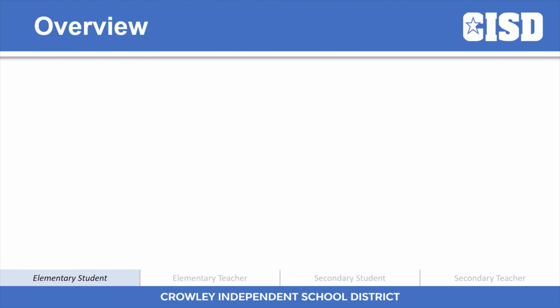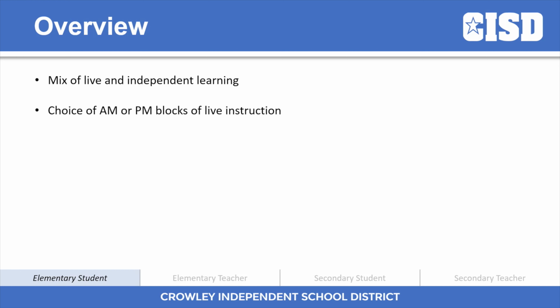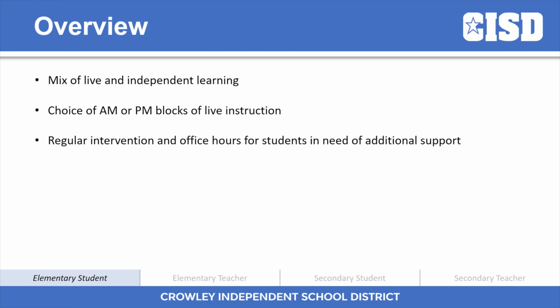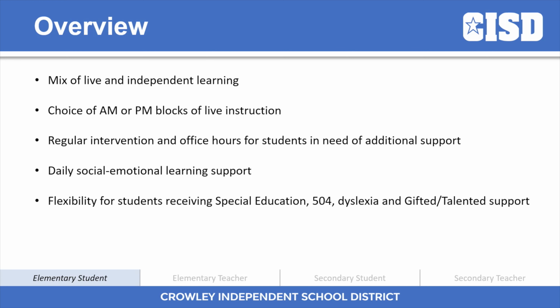We'll start with an overview of the principles behind an elementary schedule. First, it's a mix of live and independent learning. Parents have a choice of AM or PM blocks of live instruction in grades kindergarten through 5th. There are regular intervention and office hours for students who need additional support. There's daily social and emotional learning support with the teacher and other classmates. There's flexibility for students receiving special education, 504 dyslexia and gifted and talented support, and there's also blocks of offline time for students throughout the day.